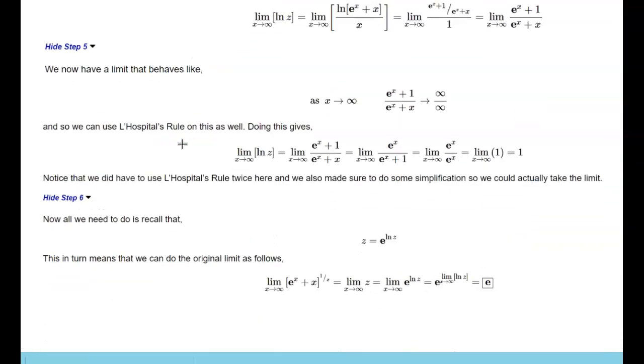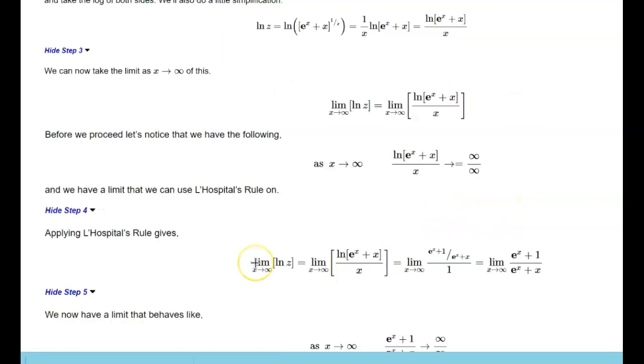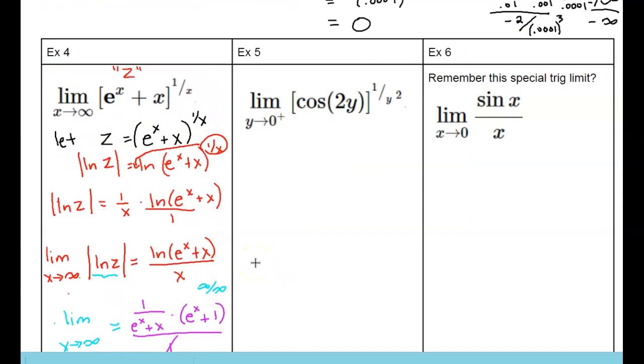The longer explanation is down here. So we know this is our original function. Our limit as x approaches infinity of z is the same as e to the ln z, because e and natural log cancel out. So we haven't changed anything there. And then remember, z was our limit of the natural log of z. So that's why whatever we found for this ends up being the exponent. Okay? All right. So we're going to do the same idea on number 5.